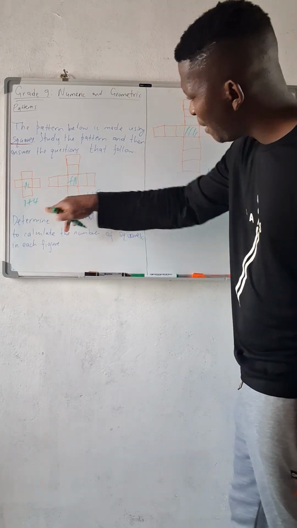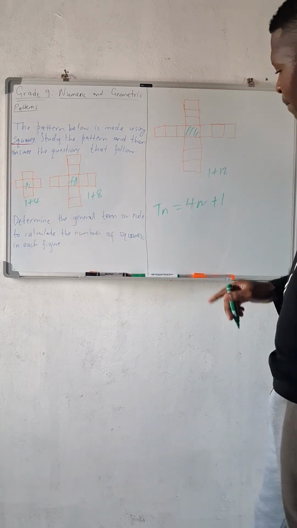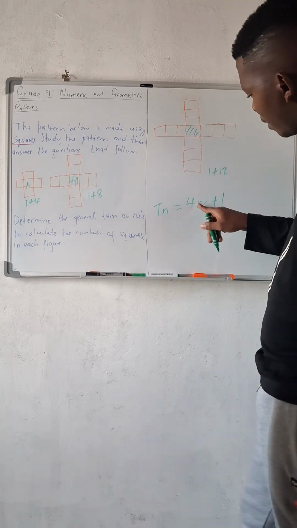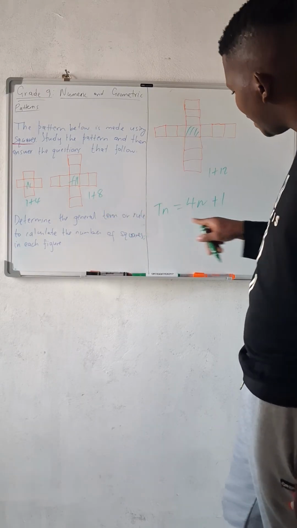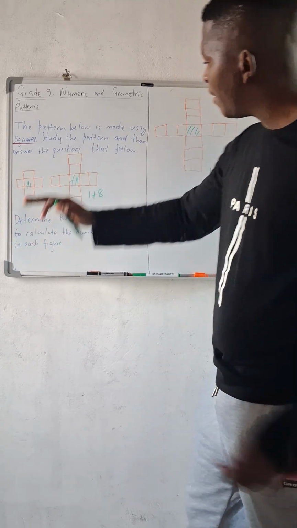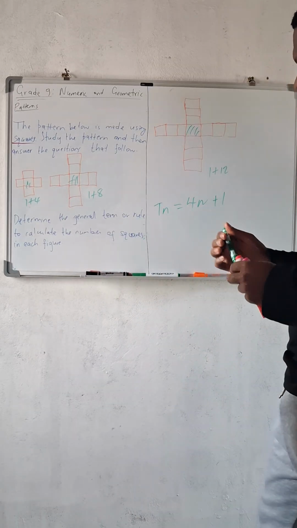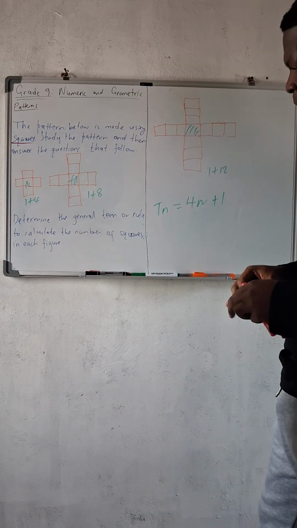Is it the first pattern? I multiply by 1, I say 4 times 1 plus 1, I get 5 squares. 4 times 2, I get 8, then I need to add this 1. This is just doing this thing by inspection, analyzing the pattern. But don't panic. Don't panic.